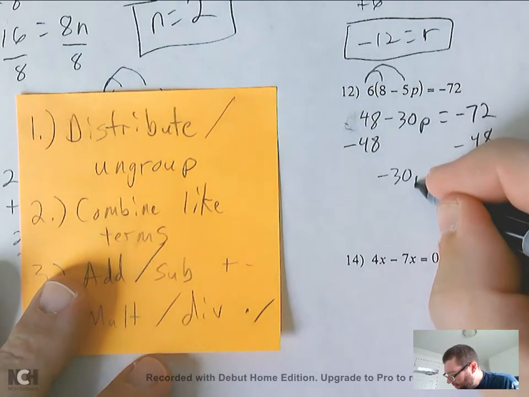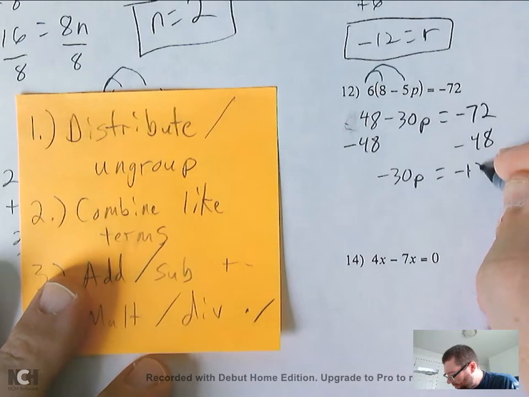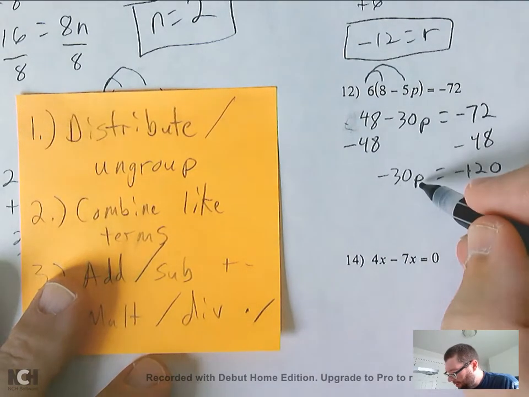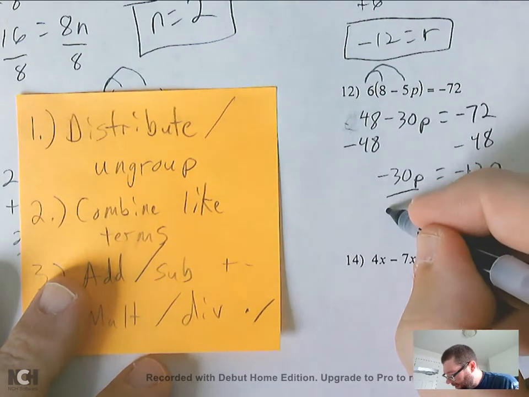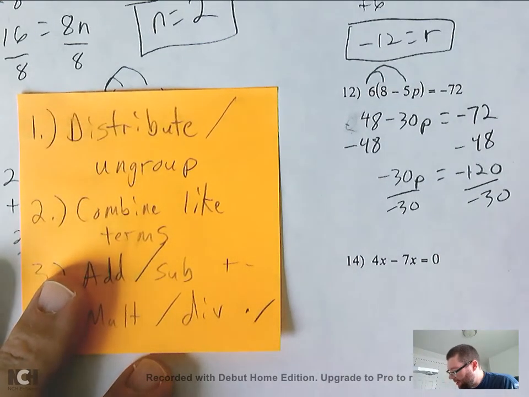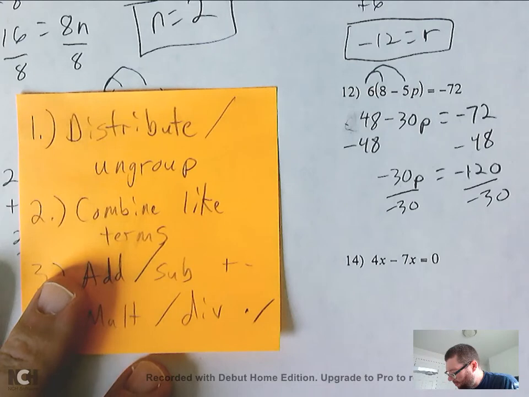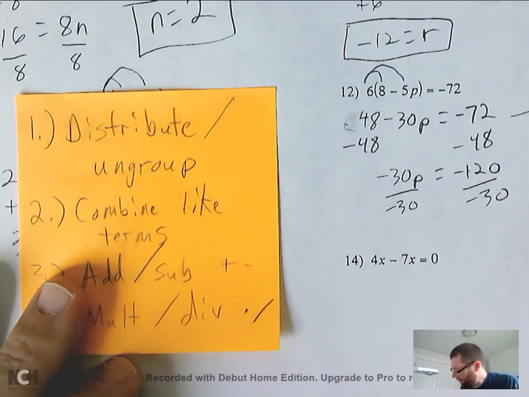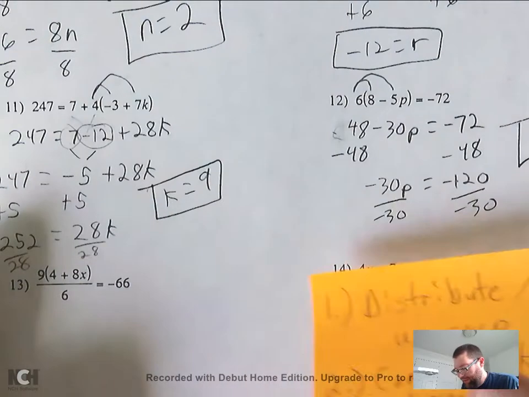So -30p is equal to -120. And then -30 is multiplying, so I'd have to divide by -30 on each side. And I would get p is equal to positive 4. Okay, not too tough, right? Let's look at this one.